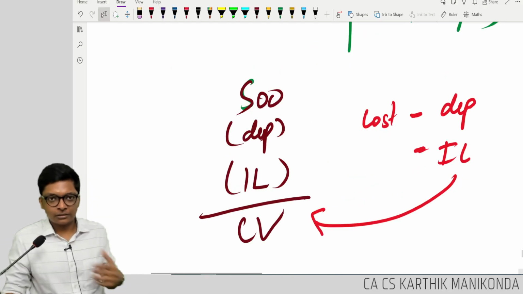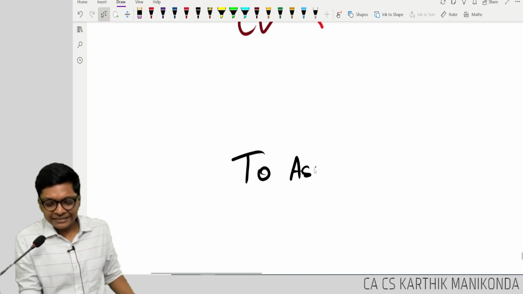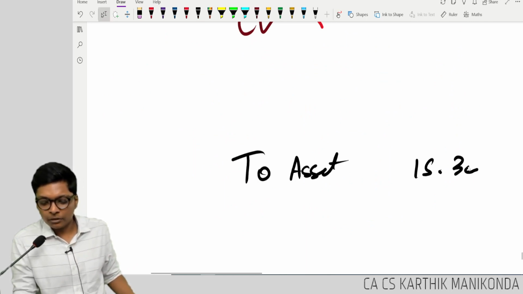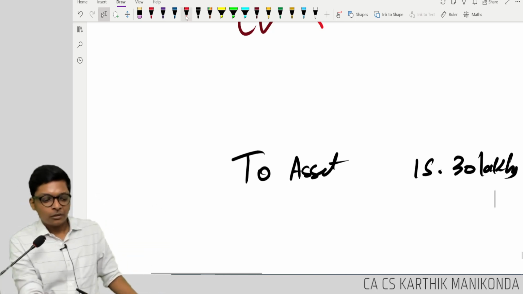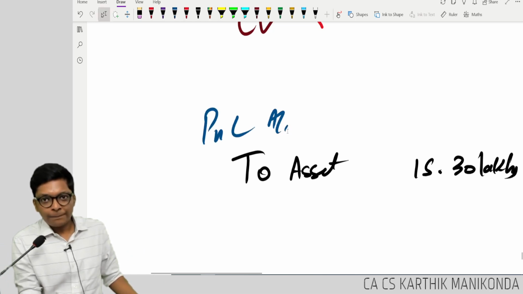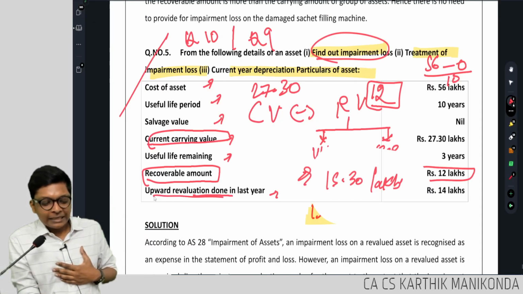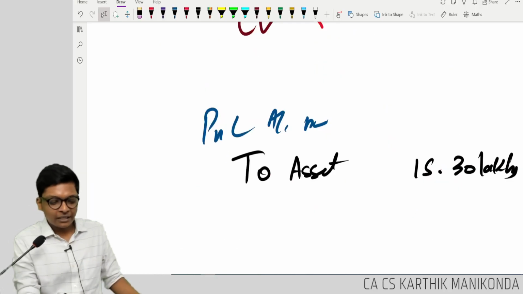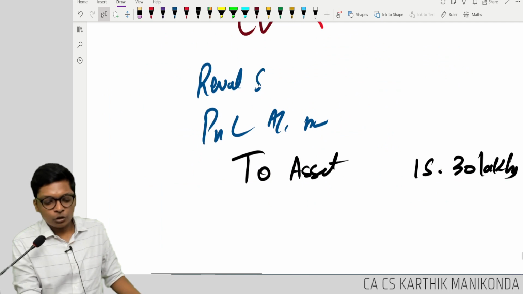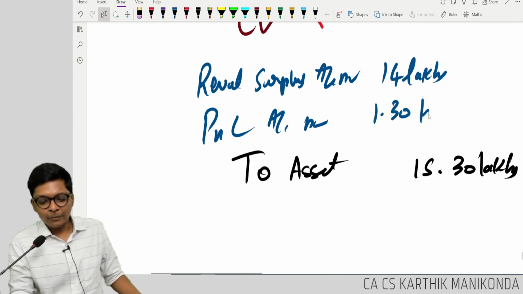Treatment of impairment loss. I will credit my asset to the extent of 15.30 lakhs. What to debit? Normally I will debit what? P&L. But before debiting P&L, I have to check if there is any revaluation done for the asset. It's there. How much? 14. So I will write here. First I will debit revaluation surplus, revaluation reserve, multiple names. How much? So the balance will go to this, 1.3 only, he told.